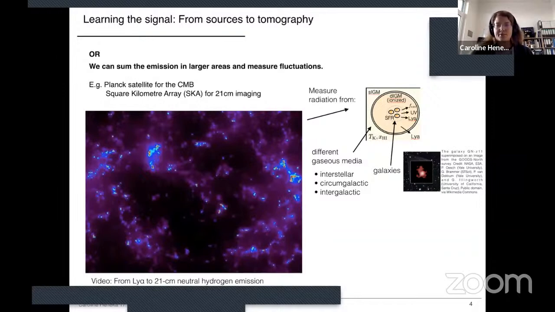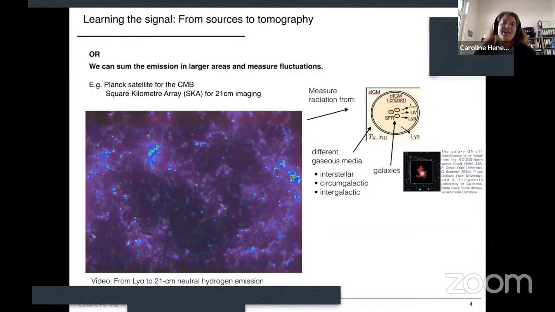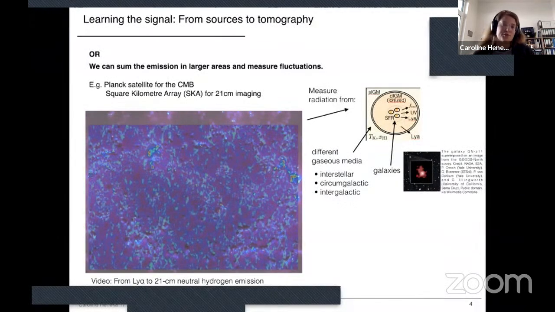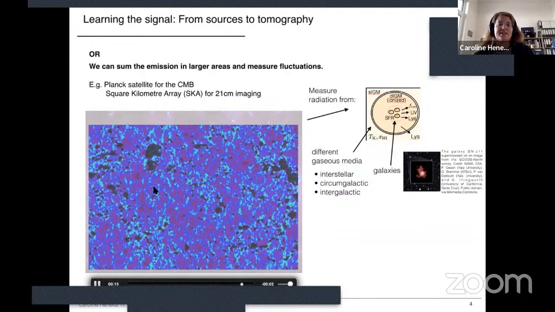And we can do this in multiple lines. Of course, 21 centimeter is very important there. Here I'm showing Lyman alpha. And what is also nice to be done is to match these together, as we also have seen in the previous cross correlation session. These different lines can be very much complementary to each other. For example, with Lyman alpha tracing more the ionized sources and 21 centimeter intensity mapping tracing, at high redshifts of reionization, the neutral hydrogen.